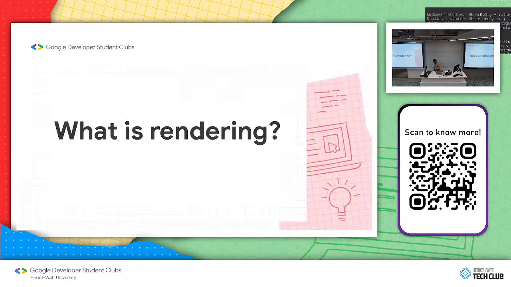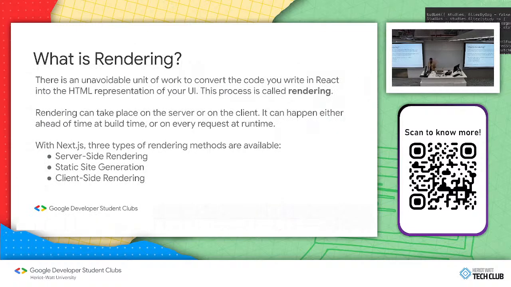So let's move on to the next topic. What is rendering? We won't be covering rendering in general, but we'll be covering rendering in terms of Next.js and React.js. We'll also be discussing the different rendering options that Next.js provides us with. As discussed before, JSX cannot directly be read by the browser, neither can JavaScript as a user interface. So there is an unavoidable unit of work to convert the code you write into pure HTML. This HTML representation of the UI is then served to your client, which the client then parses as a DOM and which is finally seen by the user.